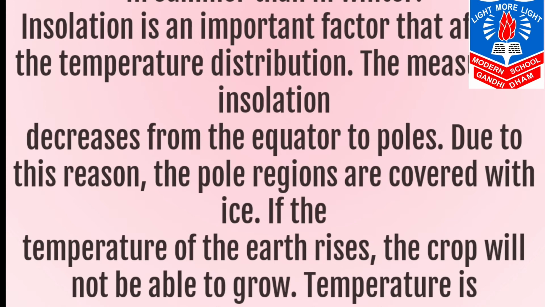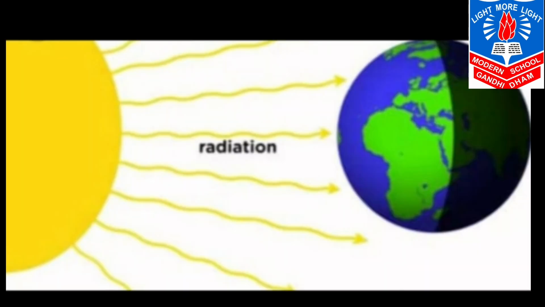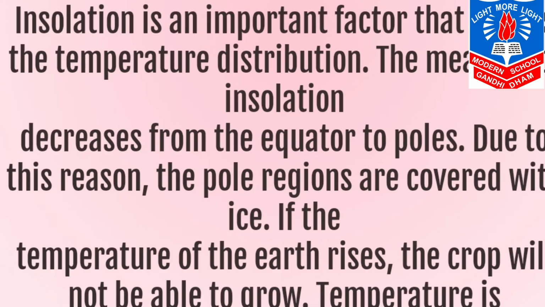So heat is experienced at the equator and nearby regions. But as the sun rays reach towards the polar region, they fall slanting, so the amount of heat decreases. Students, I have added the picture so that you can easily understand the concept. Due to this reason, the pole regions are covered with ice.